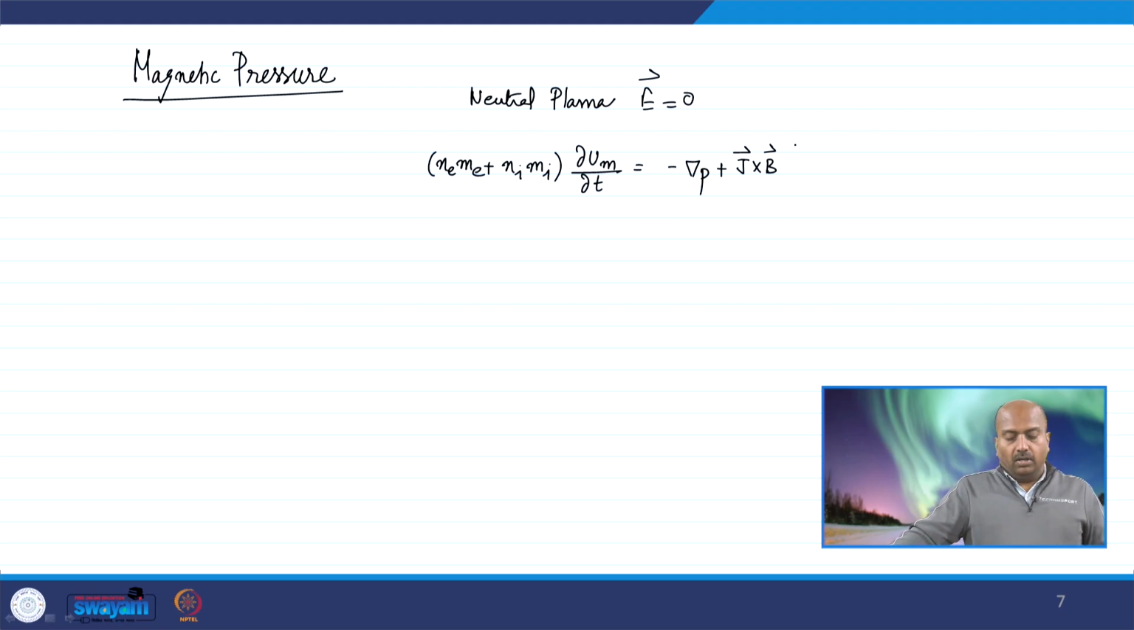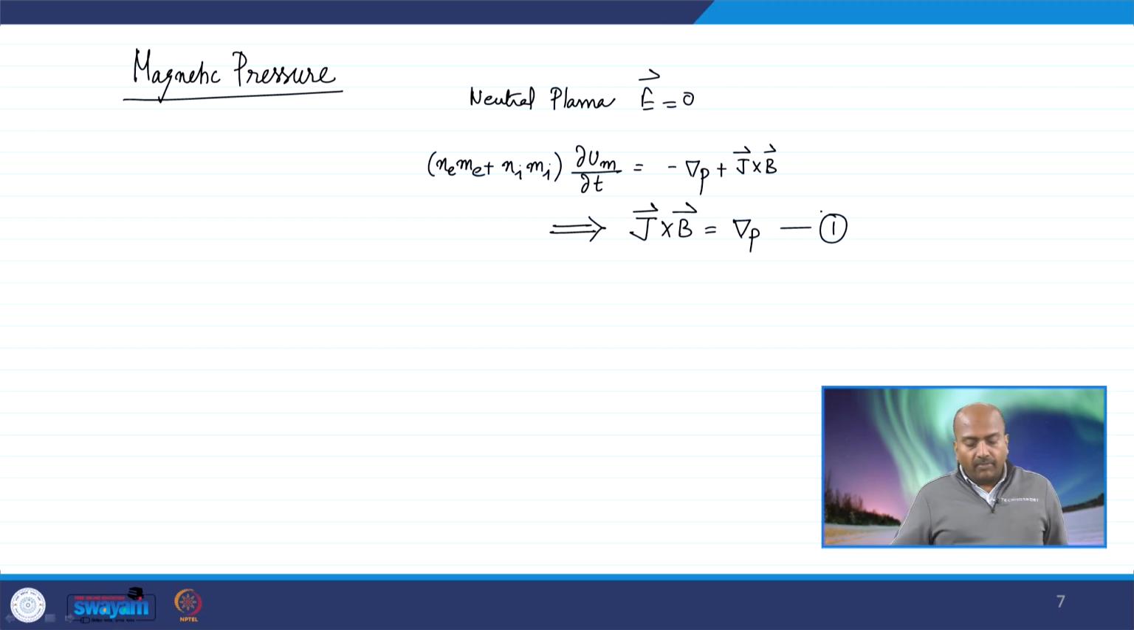Now, if you take the steady state to be existent, this means the velocity is not changing with respect to time. So this term becomes 0. We can write it as J cross B is equal to del P. Let us say we call this equation number 1.